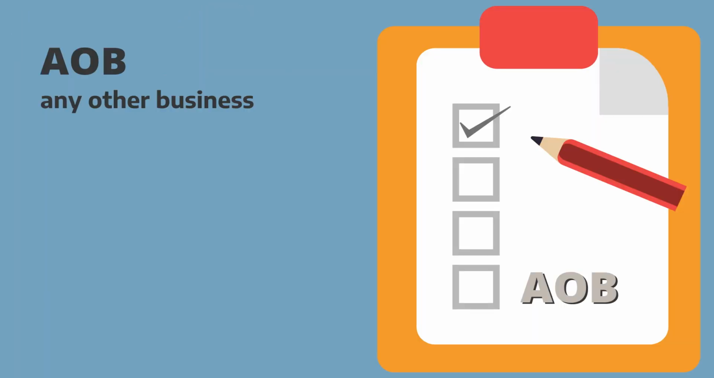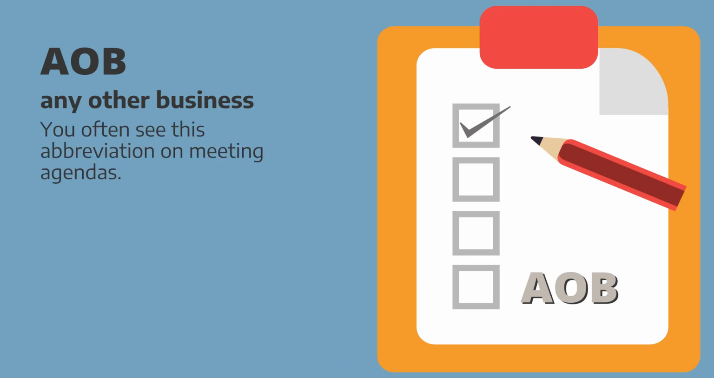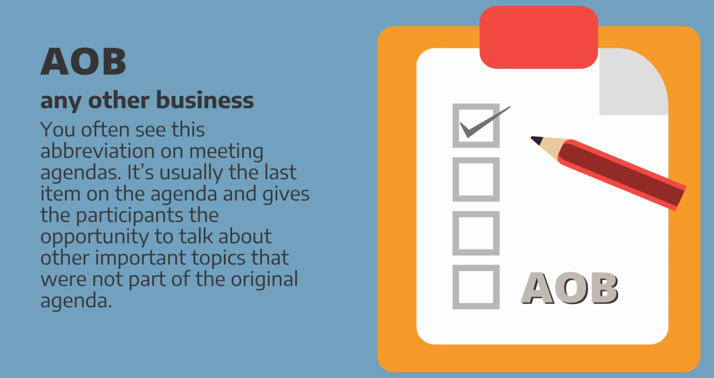Next up we have AOB, which stands for Any Other Business. You often see this abbreviation on meeting agendas. It's usually the last item on the agenda, and this part of the meeting gives the participants the opportunity to talk about other important topics that were not part of the original agenda.